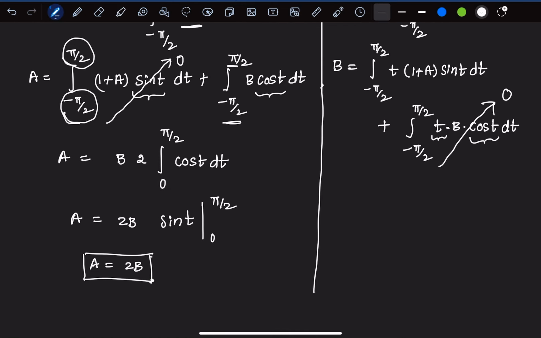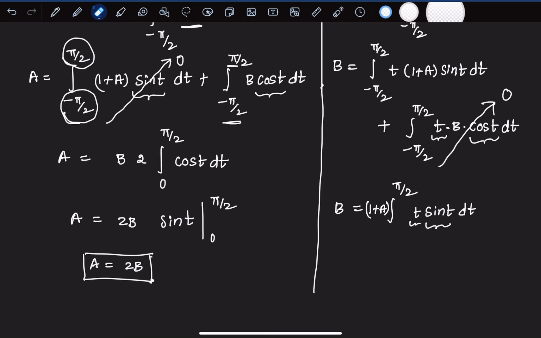Now let us consider the first integral, that is b equals the integral from minus pi by 2 to pi by 2, 1 plus a comes out since it is a constant, t times sin t dt. Sin t is an odd function and t is also an odd function. So an odd function multiplied by an odd function will give you an even function. Therefore we can change the limits from 0 to pi by 2 and multiply the integral by 2.